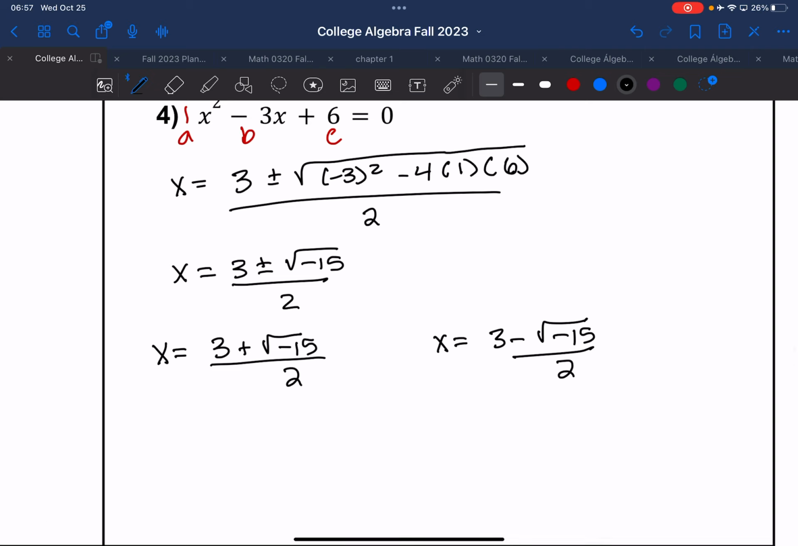So when you're plugging into your calculator, you're ignoring the negative and then adding an i to your answer. So you should have got x is equal to 3.44i and x is equal to negative 0.44i. Does that sound correct?